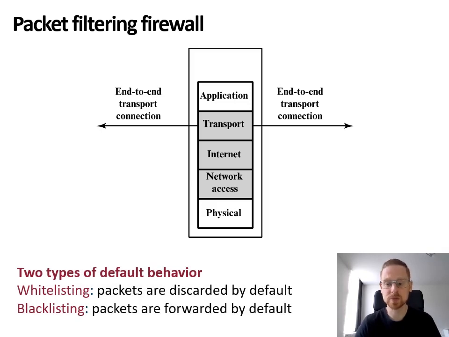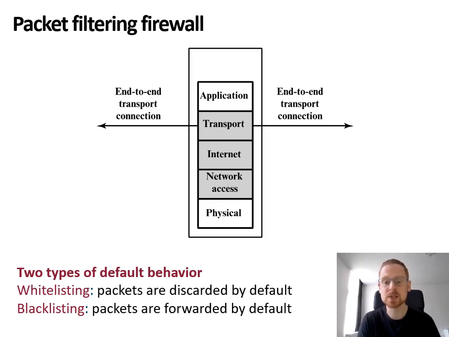And there are 2 main types of default behavior. First one is whitelisting, where packets are discarded by default. That means the rules specify which packets should be allowed to pass through the firewall. The second type is blacklisting, where packets are forwarded by default. This means that in this case, the rules are used to determine which packets should be discarded. A whitelisting firewall is obviously more secure, as specific rules need to be defined before traffic is allowed.